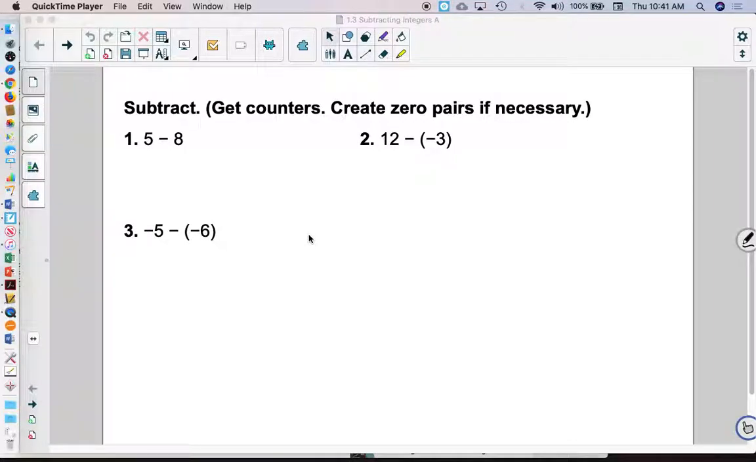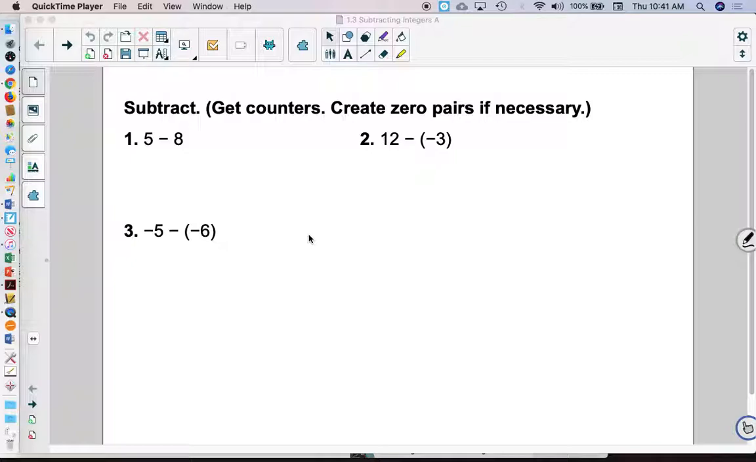Some of you are already going, what? And that's okay, because that's what this is about, right? Okay? Our goal today is to be able to find the difference between two or more integers. Okay? We're still dealing with whole numbers.